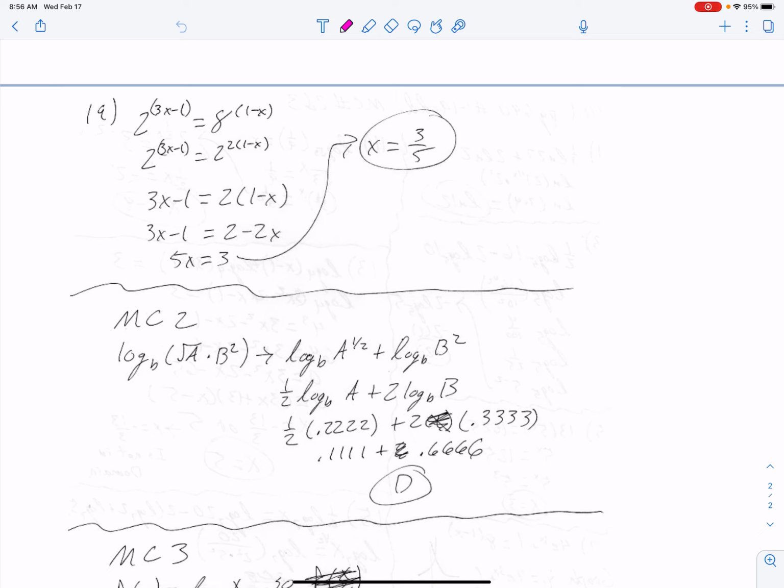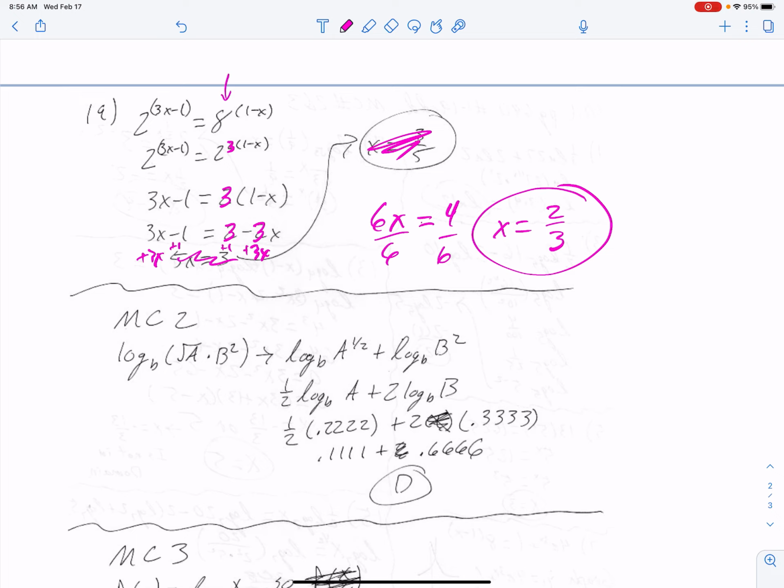So, number 19, I'm going to rewrite 8 as what I know to be 2 cubed. So we're going to fix this mistake as we go. Since the bases are the same, I can set the exponents equal. And so that's going to get me 3x minus 1 equals 3 times 1 minus x. I'll distribute, start combining like terms. So I'll add 1 to both sides, add 3x to both sides, and 6x will equal 4. And if I divide by 6, x will equal 2/3.